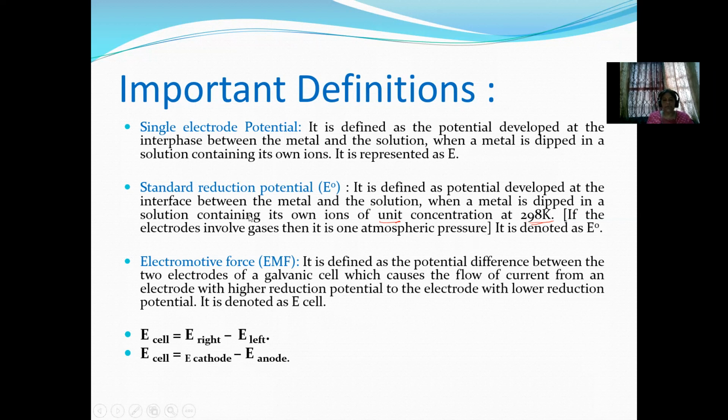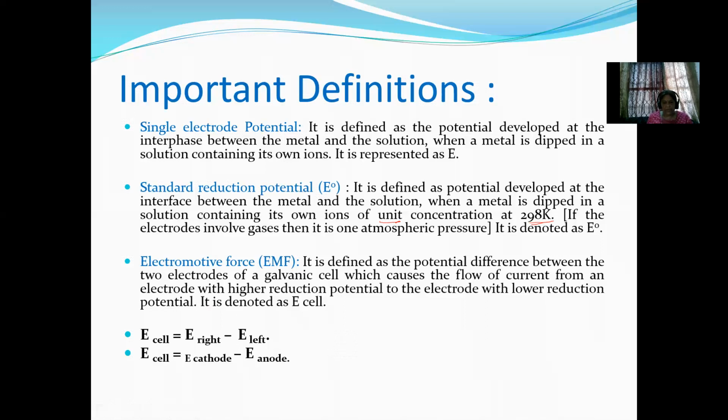Then it is called the standard electrode potential. And the electromotive force, that is the potential difference between the two electrodes of a galvanic cell, causes the flow of current from the electrode with higher reduction potential to the electrode with lower reduction potential, that is from cathode to the anode. It is denoted as E cell, and E cell is equal to E cathode minus E anode, right? So this is the formula for the EMF of the cell.